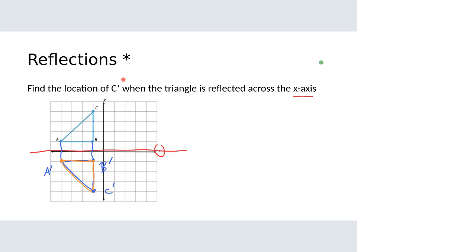Question said, what is the location of C prime? And that's right here. And that's, let's see, -1 and 1, 2, 3, 4. So C prime is at -1, -4. Let me know if you have any questions about how we did that reflection or how we identified the location of C prime. The key there, I think the only reason anybody missed that one is make sure you're reflecting across the x-axis if that's what you're told to do.